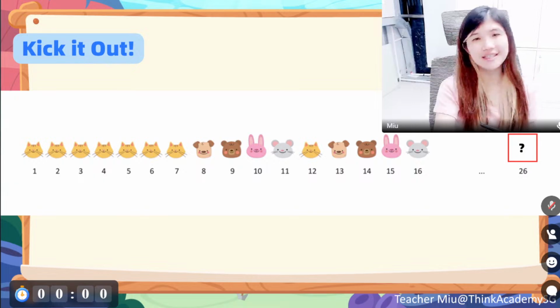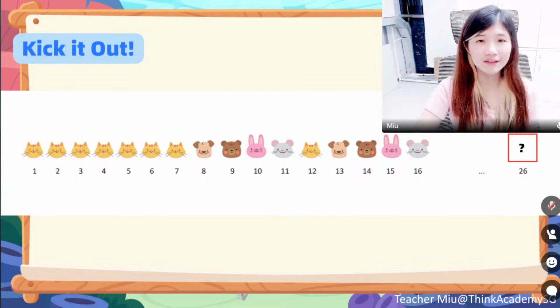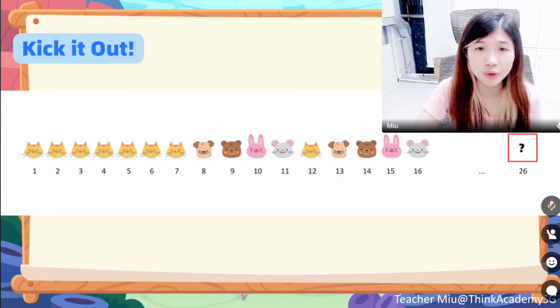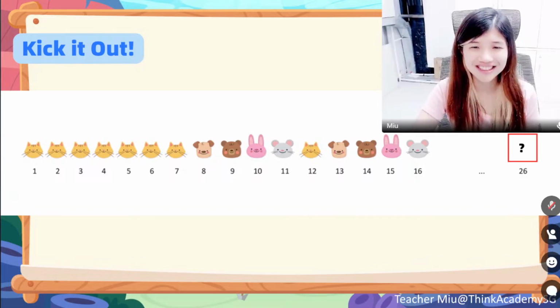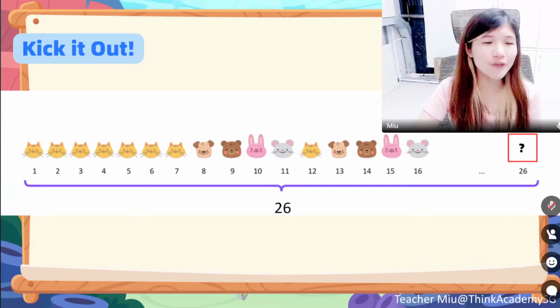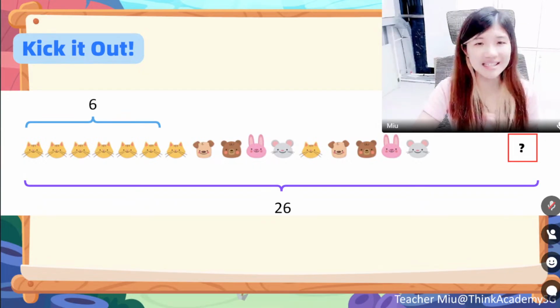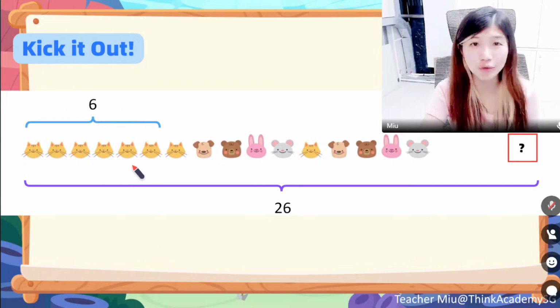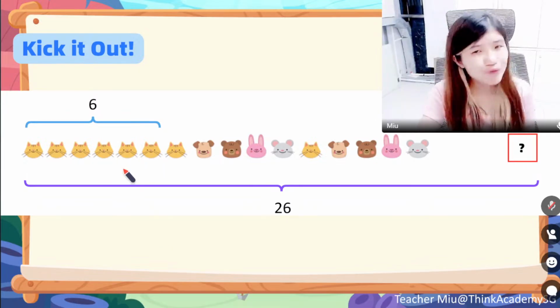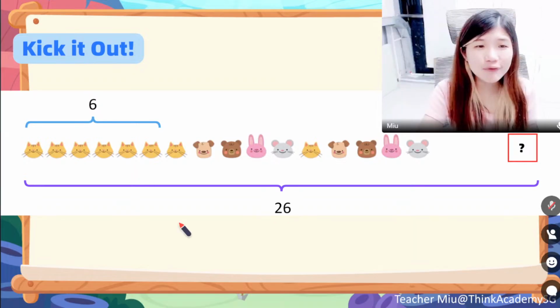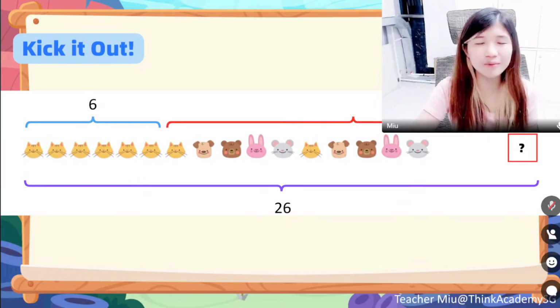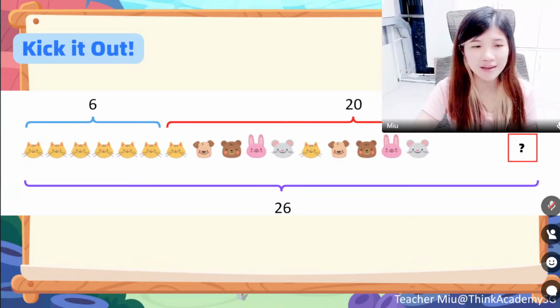Hey guys, did you notice something? Where is the pattern group? Good. Actually, you will find out that though you got altogether 26 animals, the first 6 are not really in the pattern group. The difference is the remaining 20 animals.